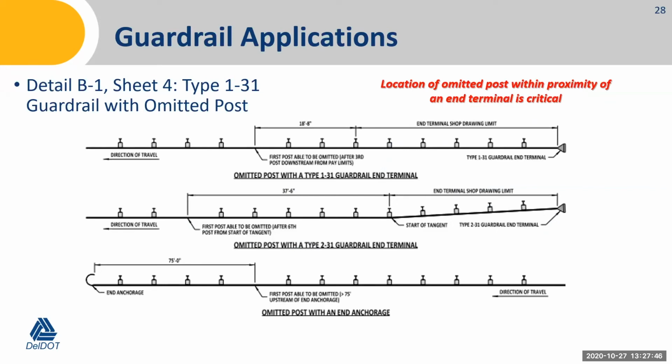Where we can omit the post is extremely important when it comes to the distance from our end treatments. On the detail, you'll see the distance from the type 131 guardrail end treatment, the 231 guardrail end terminal, and the end anchorage all have specific distances from where the first post can be omitted, upstream or downstream from those devices. So from a design perspective, pay close attention to that when you're laying out your guardrail, and make sure that you're meeting those requirements.